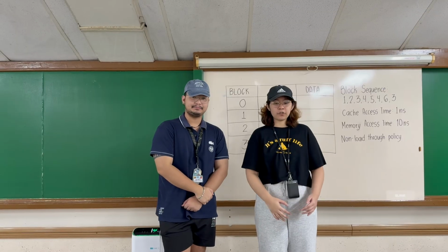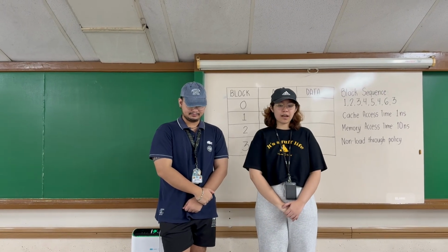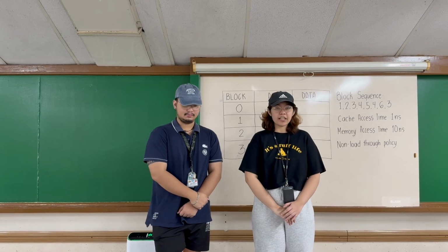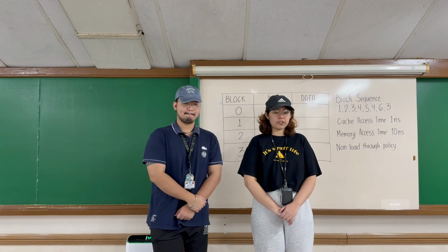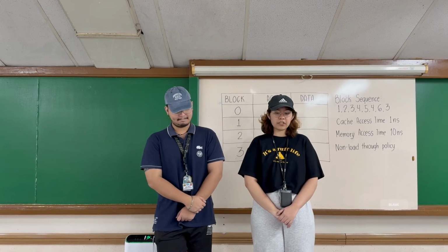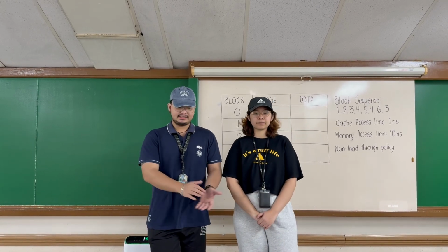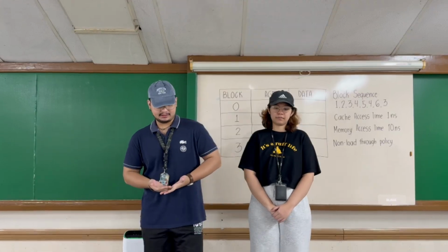Our system has a fully associative cache with 4 blocks, a main memory divided into 2 blocks, each with 4 words. And we are using the least recently used replacement policy to decide which cache block to replace during a miss. Here's a sequence of blocks that the CPU will request.